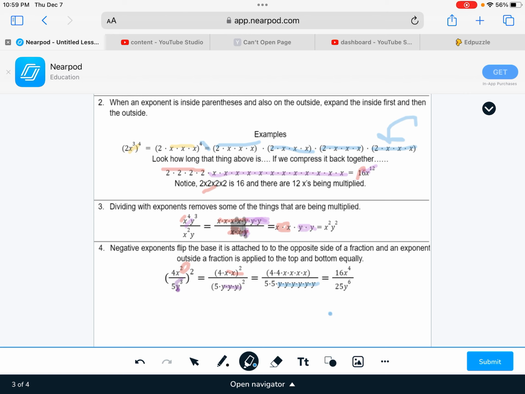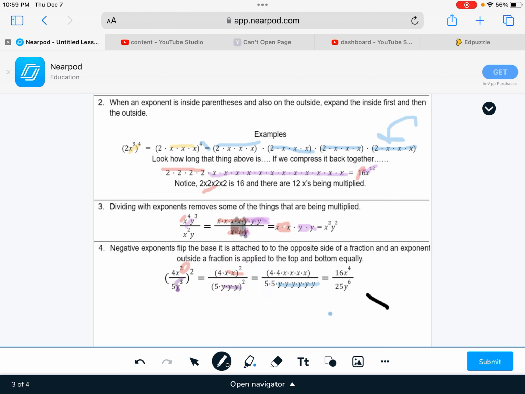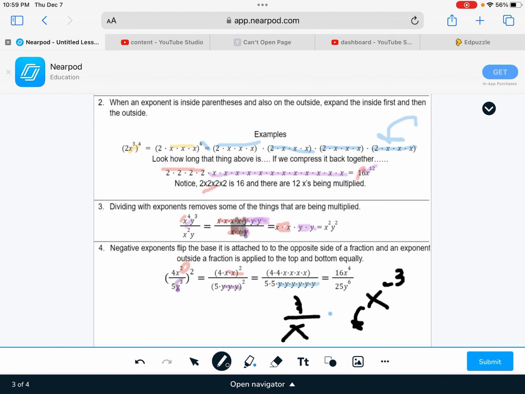The negative exponents are going to be what shows up when you have something like, and I would write this down, x to the negative 3. That's where the x flips to the bottom side of a fraction, and you get 1 over x raised to that third power there. Okay, it goes from being x to the negative 3 on top to x to the 3 on bottom. And that applies throughout the entire fraction.